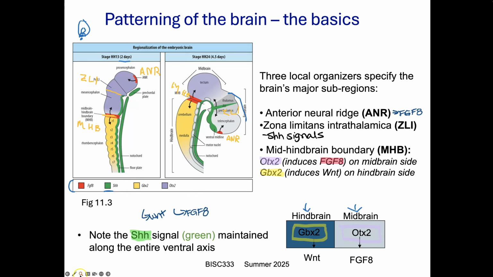Okay, so one thing I tried to do with this diagram was to just color code a little bit in the description to match the information here. So if we look at the 2-day mouse embryo, we see 2 transcription factors that are being expressed. The mid and forebrain have OTX2, and then GBX2 is in the hindbrain.